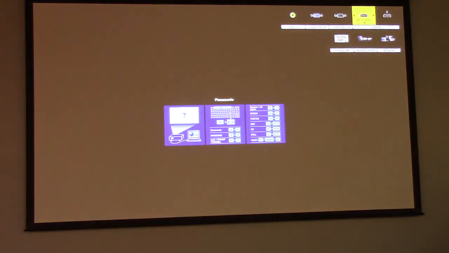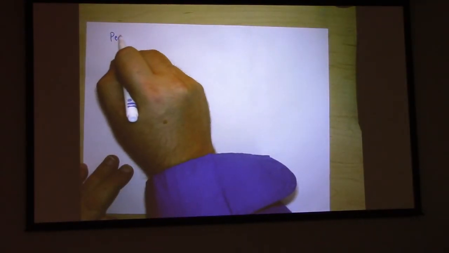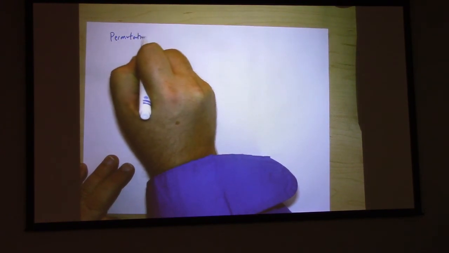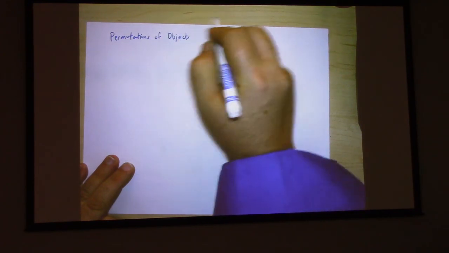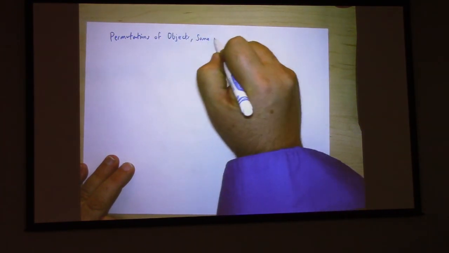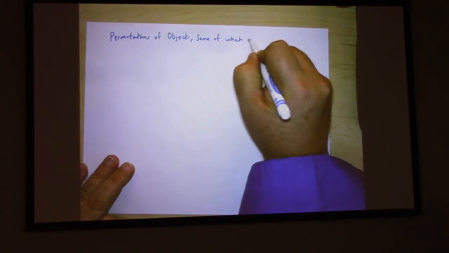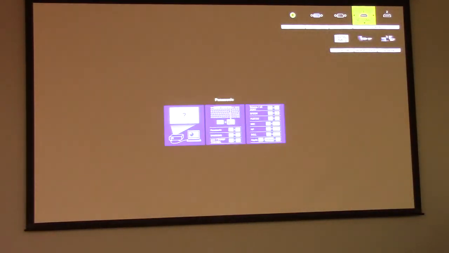Next up, we can talk about the number of permutations of objects, some of which are identical. So let me write this down here. Permutations of objects, some of which are identical.